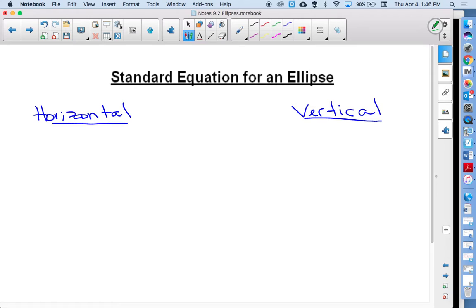Kate, do you remember? X squared plus y squared equals r squared. So she said x squared plus y squared equals r squared. And Kate, if we throw in h and k, then it would be? X minus h plus y minus k. Yeah. So that was the equation of a circle.